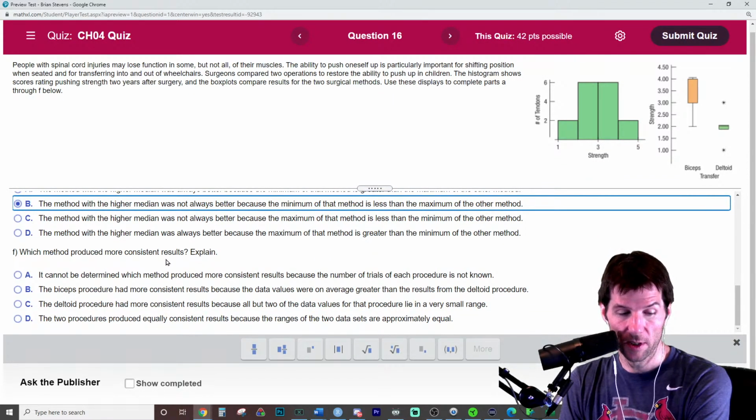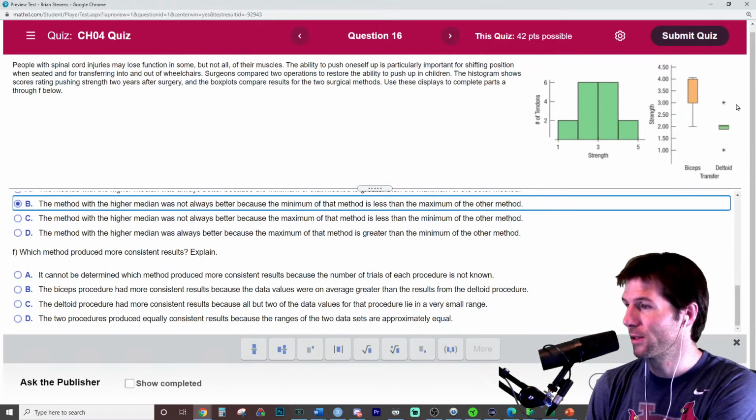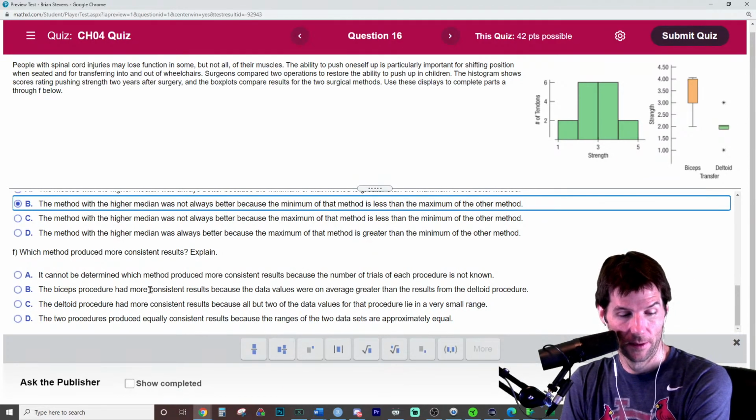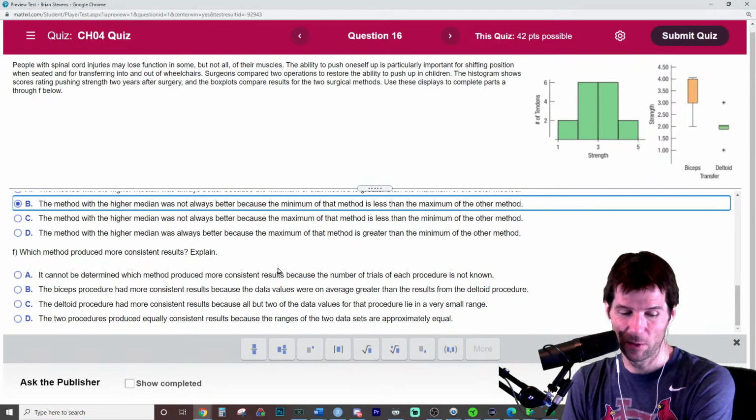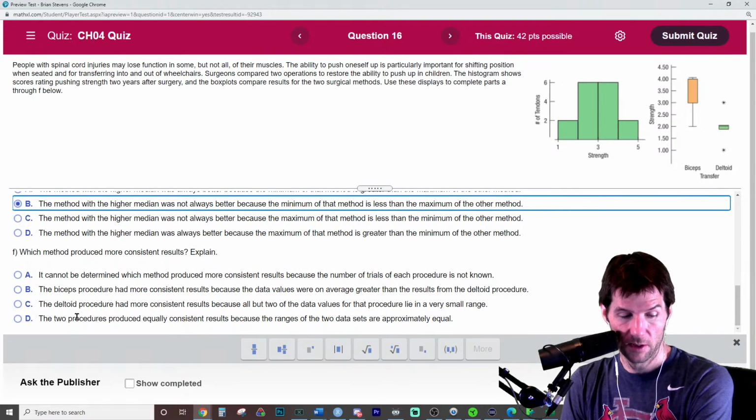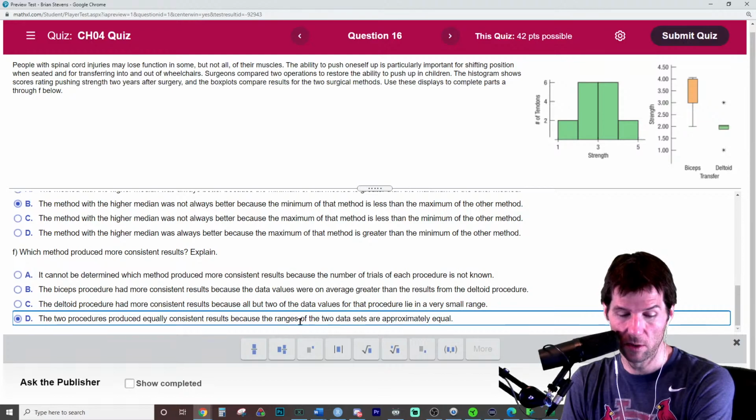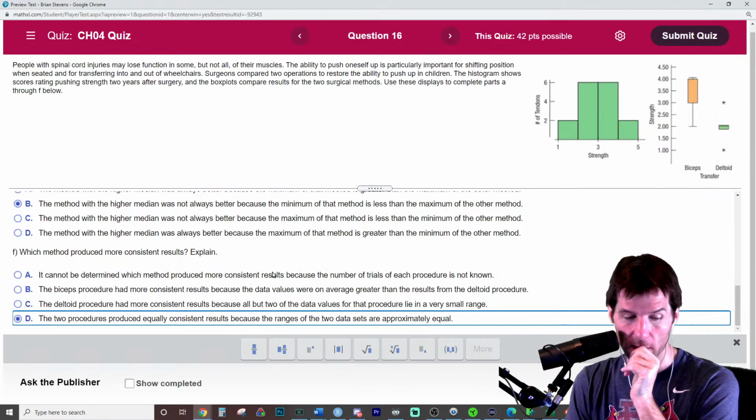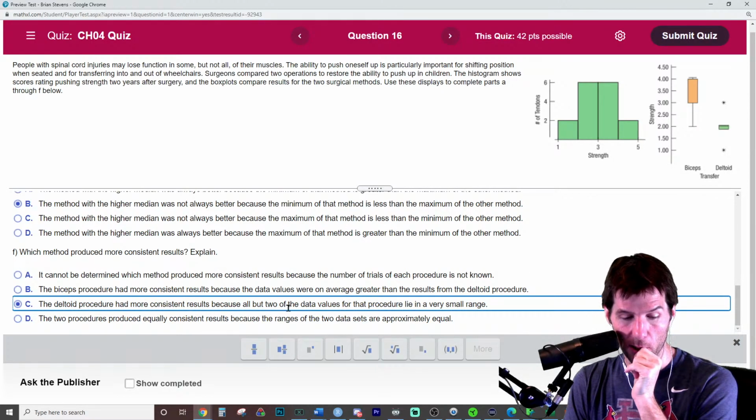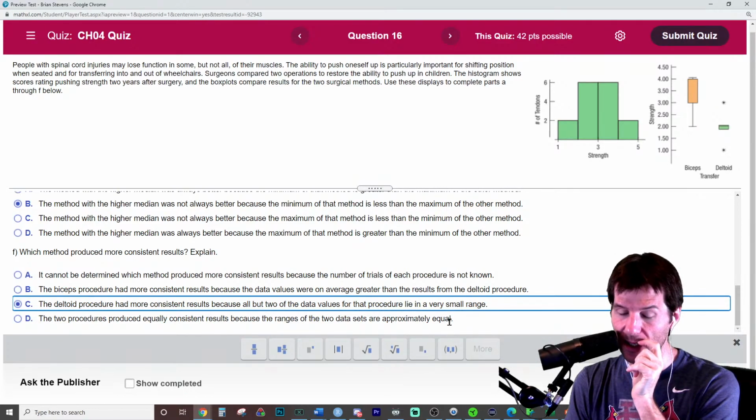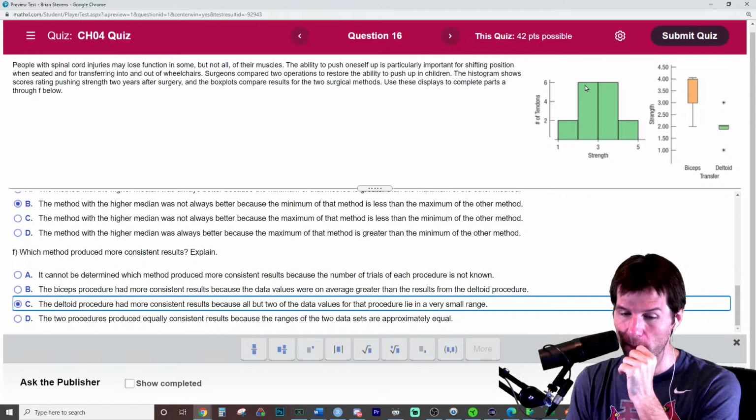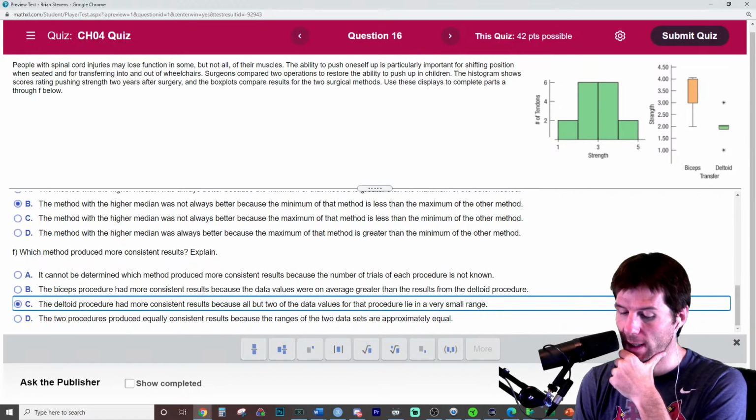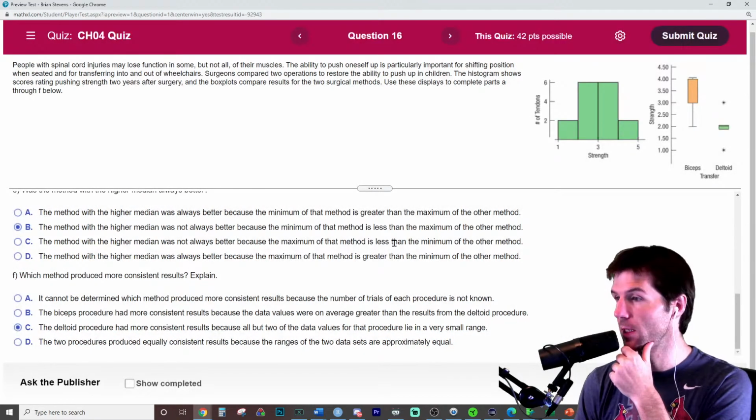Which procedure produces more consistent results? Aside from the outliers, what do they say here? That's weird. I mean, there's high standard deviations in these though. Let's hear. The two procedures produce equally consistent results because the range of the two data sets are approximately equal. The deltoid procedure has more consistent results. All but two of the data values for that procedure lie in a very small range. But this is such a small data set, 6, 12, 16 people, I think. Sure. I think that's going to be it. Don't fail me now.